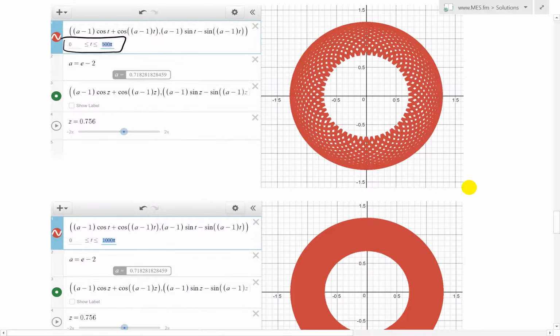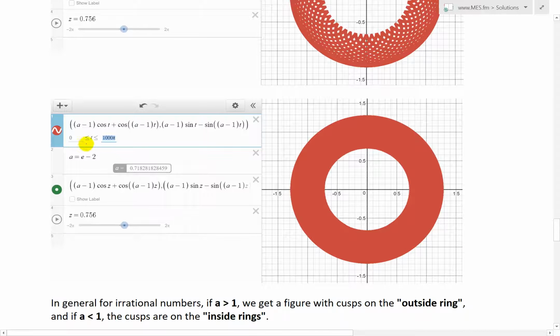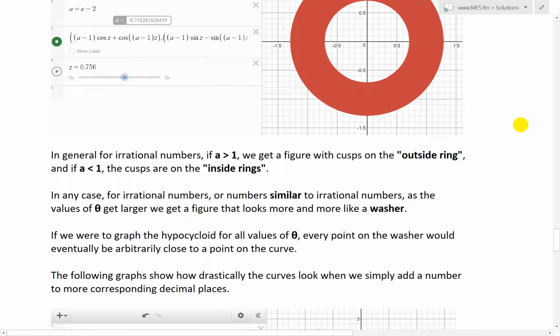Quite amazing. And then finally, when you have 0 to 1000, we get a shape that looks like this, which is just pretty much like a solid washer. So in general, for irrational numbers, if a is greater than 1, we get a figure with cusps on the outside ring. And you could also test it out with different irrational numbers.